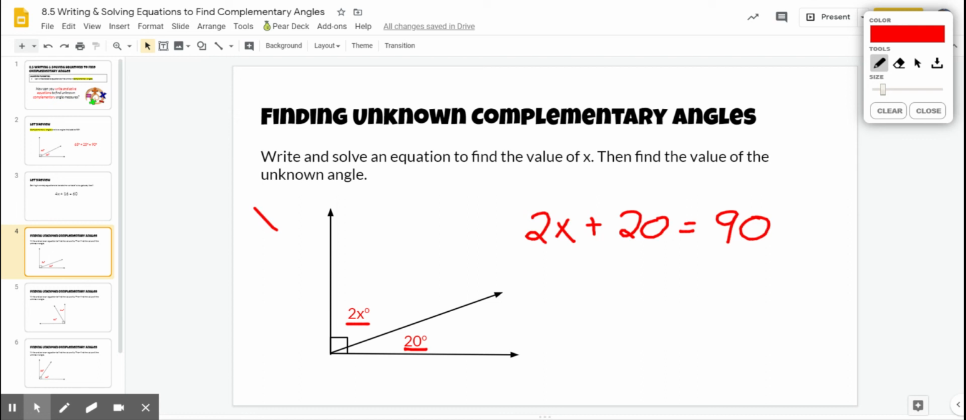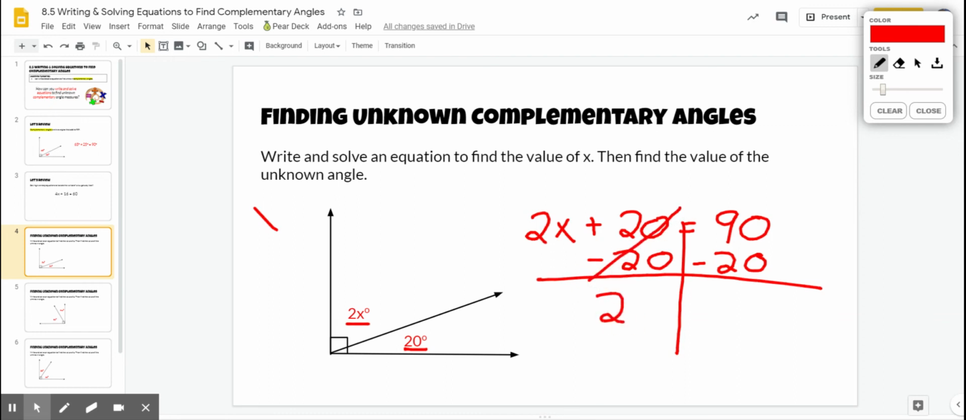Now I need to solve. So I'm going to drop my line. I'm going to undo addition and subtraction first always. So since here I have a plus 20, or a positive 20, the inverse would be subtract 20. I'm going to do that to both sides. Positive 20 and negative 20 are inverse operations, so I'm left with 2x. 90 minus 20 is going to leave me with 70.